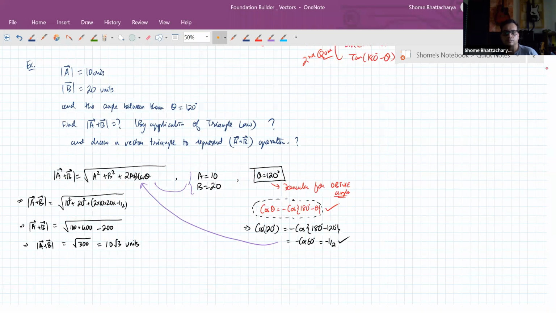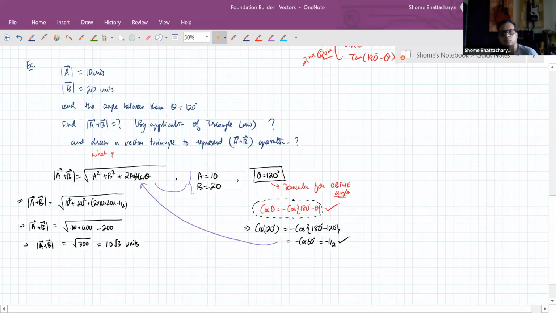Very good. So Kirtan, can you tell me from the vector triangle what type of triangle it is? Is there anything special about it? What is the angle between the resultant and the vector A? Let's add one more part to this: between the vector A plus B and the vector A.